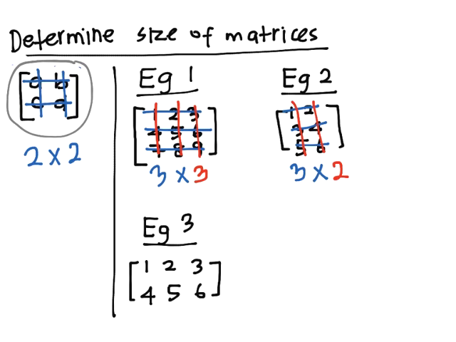Last one, for example 3, we have 1, 2, 3, 4, 5, 6. Again, to determine the size of this matrix, calculate how many rows we have, where rows are horizontal. So we have 1, 2 rows, so we have 2 by. Then for the columns, we have 1, 2, and 3 columns, which means the size of the matrix is 2 by 3. That is how we determine the size of matrices.